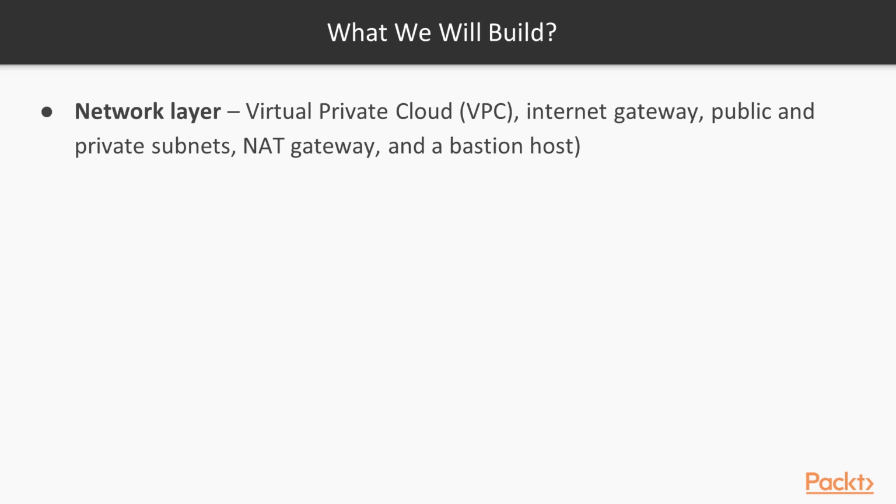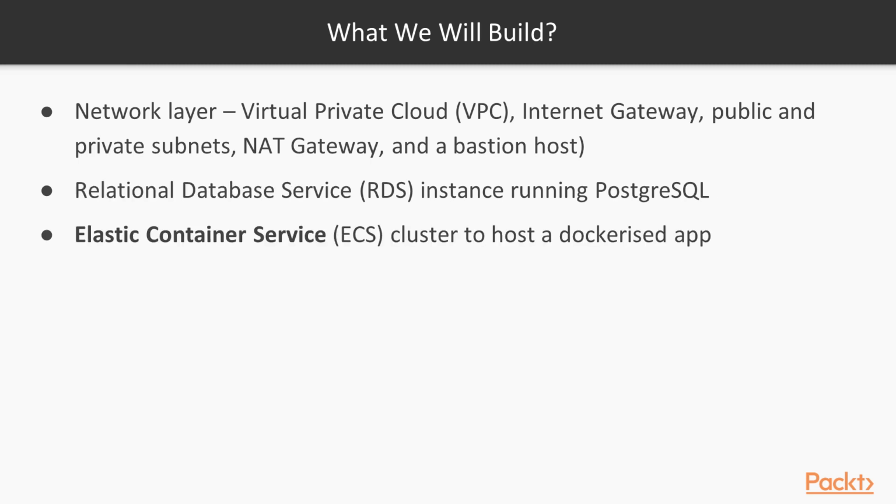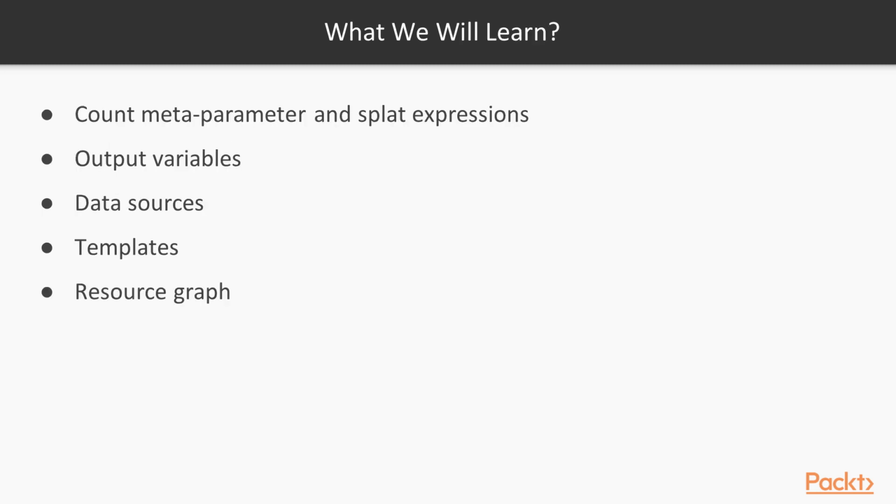internet gateway, public and private subnets, network address translation gateways, and a bastion host. We will then use this new VPC to host a relational database service instance, running Postgres, to store our data. Next, we will create an elastic container service cluster and use it to deploy our application in Docker. In this section, we will build a multi-tier environment from the ground up.